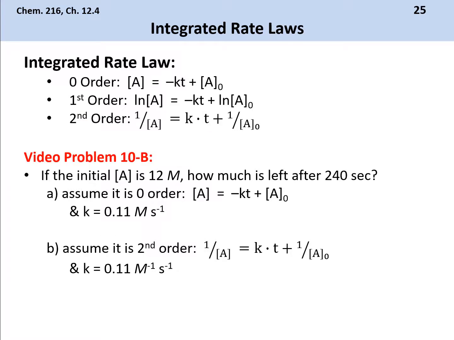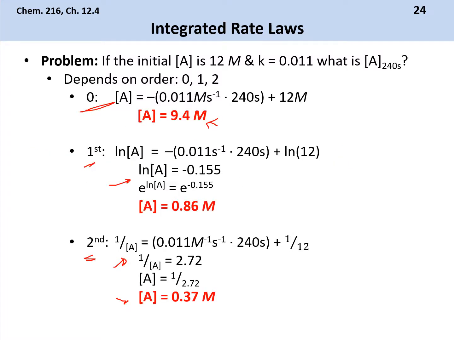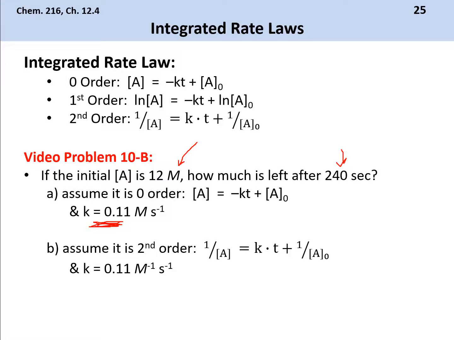Okay, so you're going to do your own problem. This looks the same, but notice that this is now with a different K value. So we're going to do the same problem, 12 molar, 240 seconds, but now my K value is different. Previously, it was 0.011. Here it's 0.11. So do that. We'll go over this again in class or in the other video, and then we'll move on.